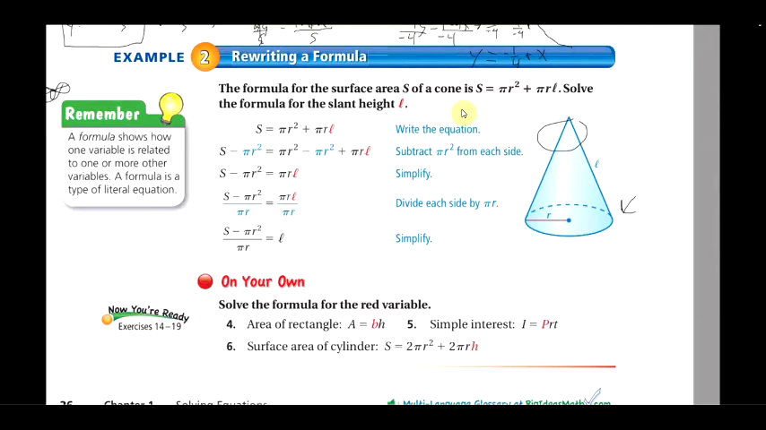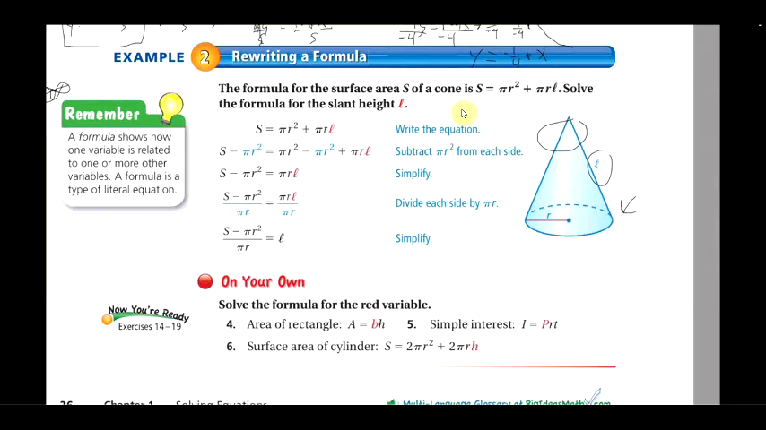Now, they want us to solve this for the slant height, L, this guy. Meaning, anything that's not L, we need to throw somewhere else. And then they're not going to give us numbers to fill it in. We're just going to end up with a new way to see this formula. We're translating it from like English math to Espanol math for Sofia.